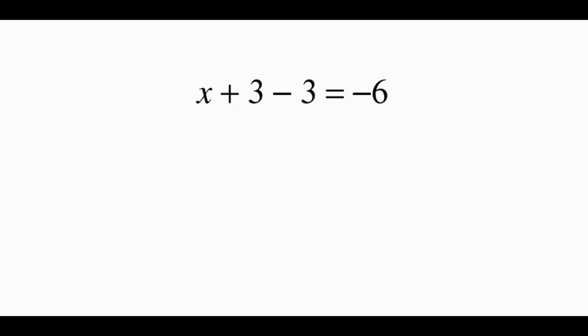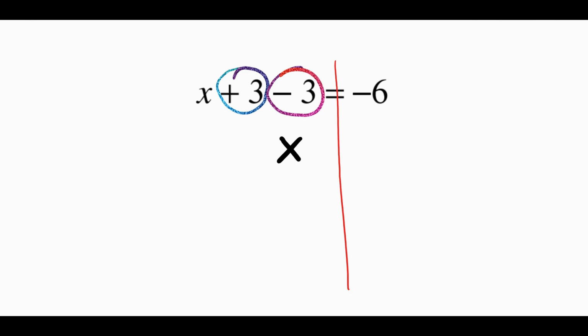X plus 3 minus 3 equals negative 6. So I'm going to draw my line down the center. I'm going to combine any like terms that are on the same side of the equal sign. A positive 3 and a negative 3 becomes 0. So that is fairly easy. Then the only thing left on this side is x, and on this side is negative 6. Therefore, x equals negative 6 is our final answer. We know we're done because the variable is by itself, it's alone, and it's positive. So x equals negative 6 is the final answer.